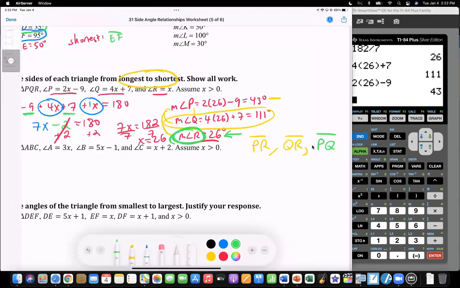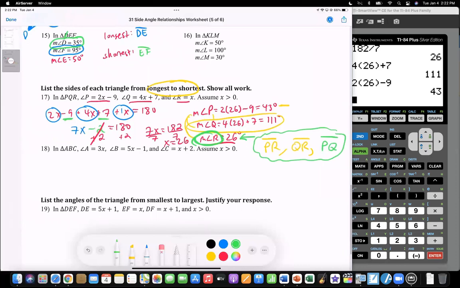There's no real specific way to name the sides. It's really just the other two letters. The order isn't important. So in order to list the sides, you need to find the angles first. So we can use 180 in order to do that.